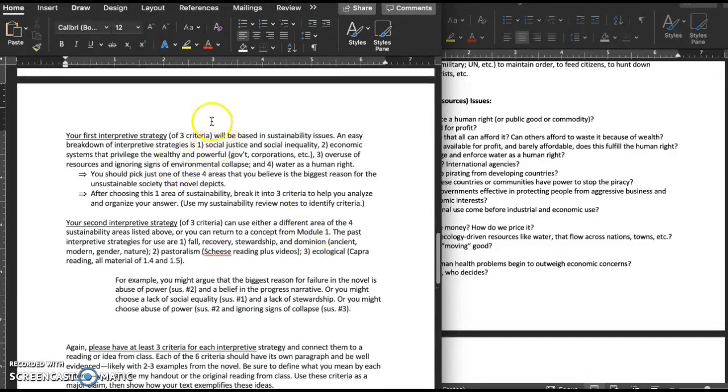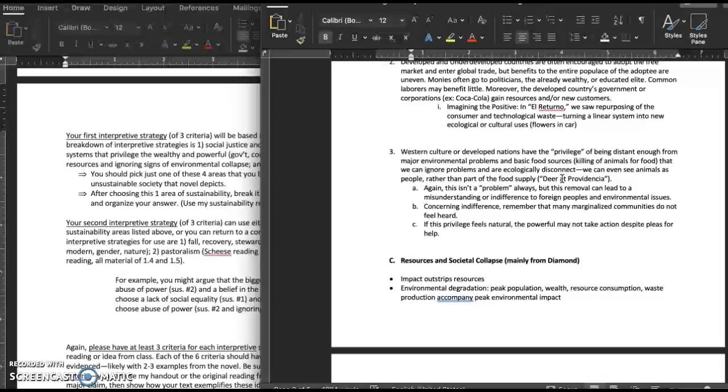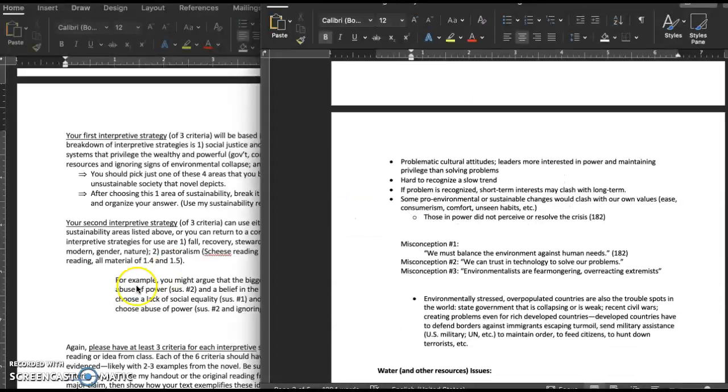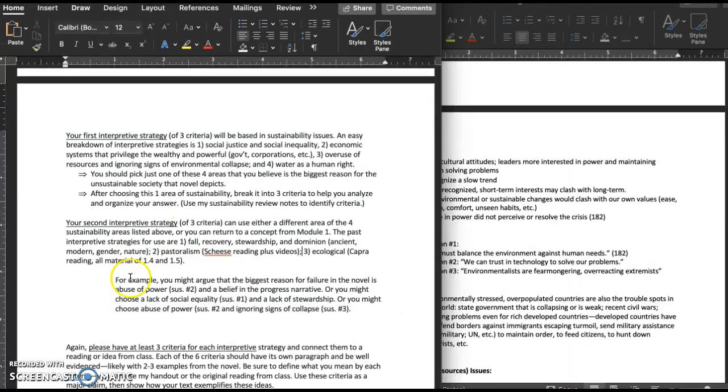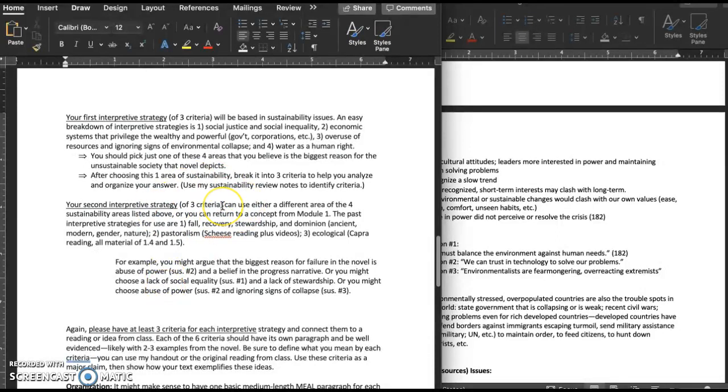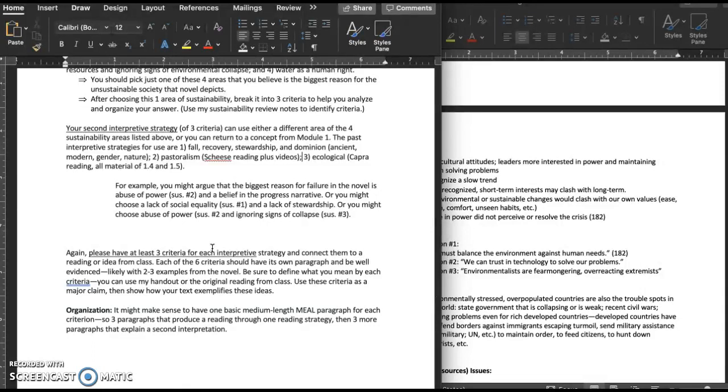But in the end, three criteria for your first strategy that'll be based in sustainability and everything we learned in Module 2. And then you can either stick with sustainability and another set of ideas from here, or you could go into older course material. And again, three criteria in the way that I modeled it, right, in the last video. All right, so that's what you need to do.